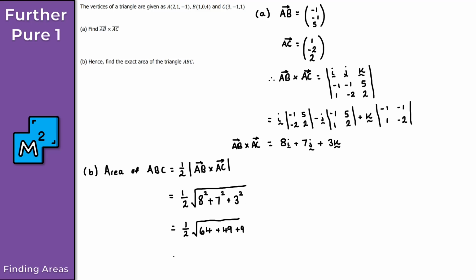And then if we simplify this, what I get is a half times the square root of 122. Feel free to just use your calculator to evaluate this. You don't have to do it off the top of your head. So we get a half times the square root of 122, and this is the exact area of the triangle ABC. And there we have it. So that gives us the solution to question 1.